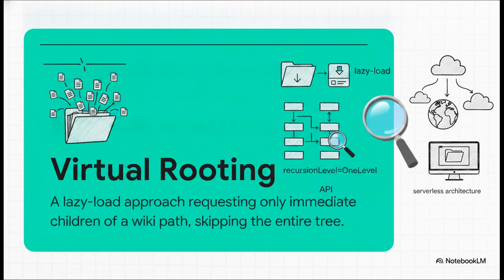It's basically a smart, lazy load approach. We add a simple dropdown in the React UI where users select a high-level branch or a specific path. When they click that, the backend uses API pagination, specifically the recursion level parameter set to 1 level in the Azure DevOps REST API, to fetch literally only its immediate children. Then, when a user expands a folder, a super lightweight background request grabs just that specific folder's contents. This keeps the UI incredibly fast, no matter how massive the enterprise wiki actually gets.